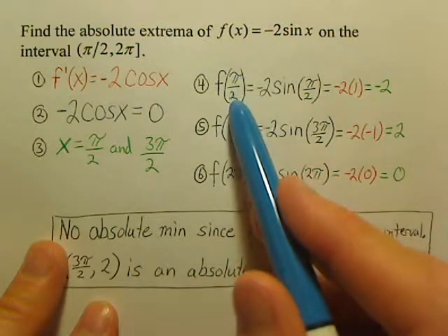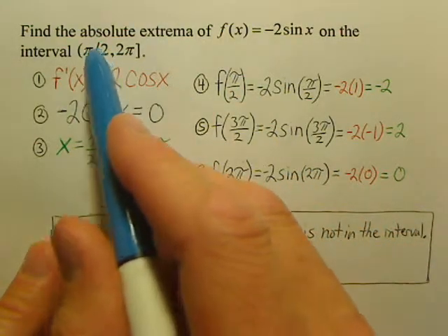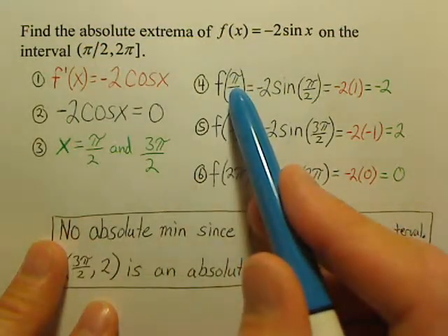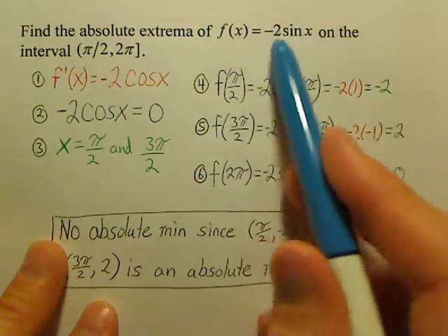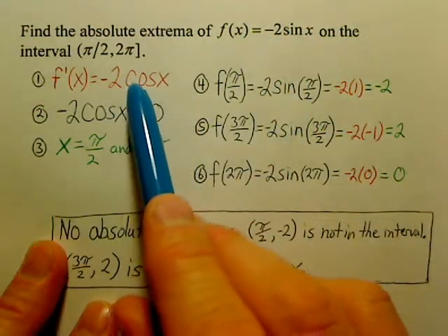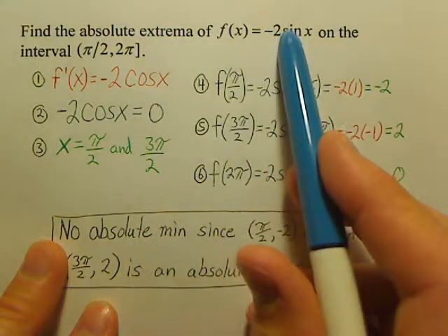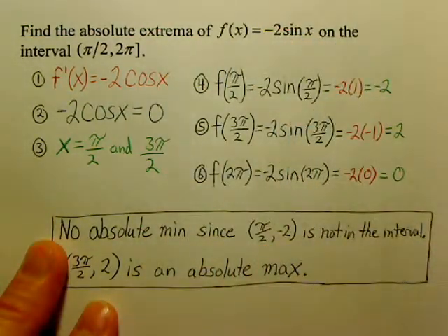Even though pi over 2 is not part of the interval, you need to check it. It's an endpoint. All right, it's a critical number. You still need to check it. Very important. So when I plug in pi over 2 to the original function, not the derivative, be careful on that. Don't plug it into the derivative. The original function, we're going to find out how high or low the values are.